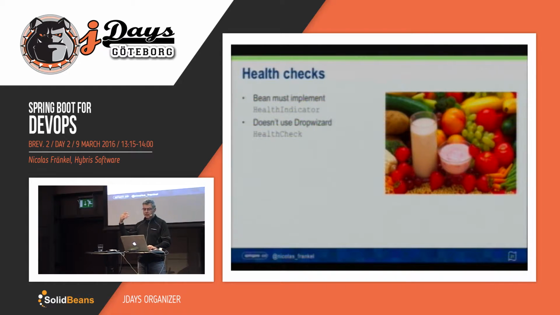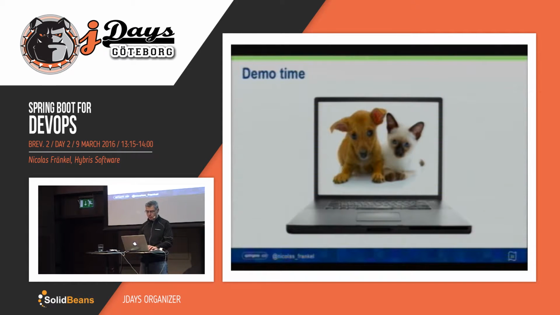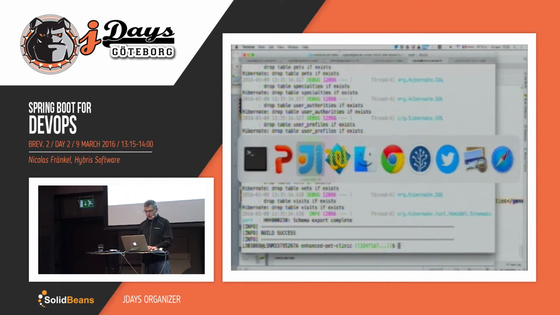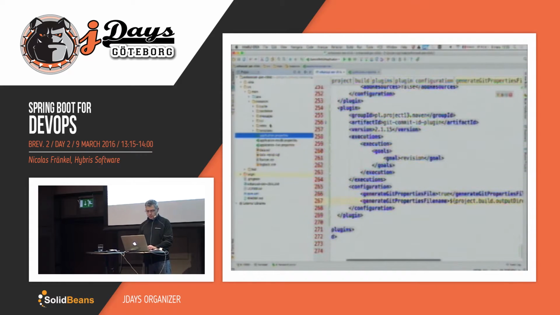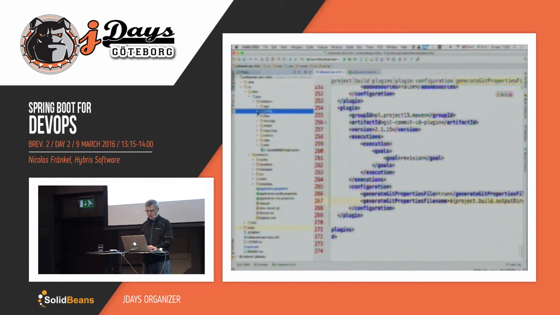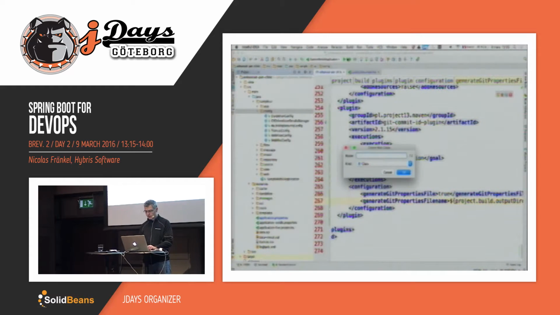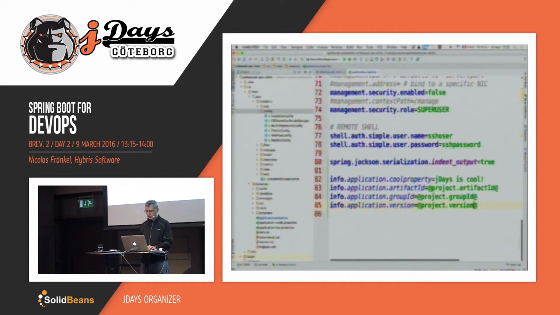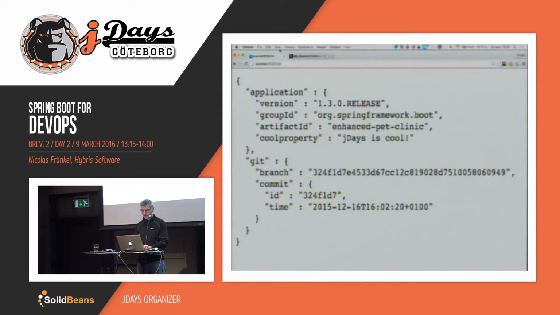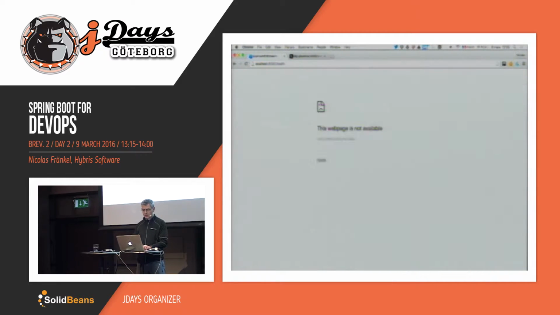The bean must implement HealthIndicator, and for those of you who use an old version of Spring Boot, like 1.2 something, they used Dropwizard health checks. They don't anymore. So let's have a little demo. For that, I will just create a new... where I am, configuration, I am in resources, that's not good. Here, I will create a new health indicator. Oh, sorry. Before that, I will just show you how it works. So I will just check the health endpoint.